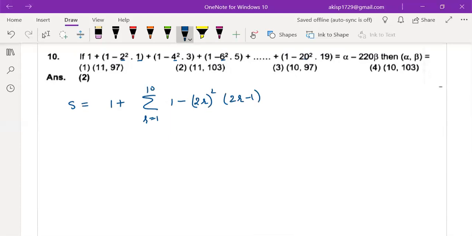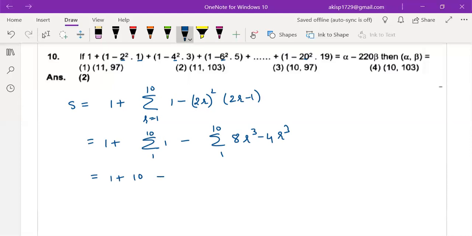So this is the summation that is there, which is given to us. We will simplify this summation. So this is like 1 plus summation of 1 minus this summation. The summation we can see is nothing but 8r cube minus 4r, from 1 to 10. All we have to do is just substitute the formulas: summation of 1 is just 10. Summation of r cube formula we know, 8 as it is outside.